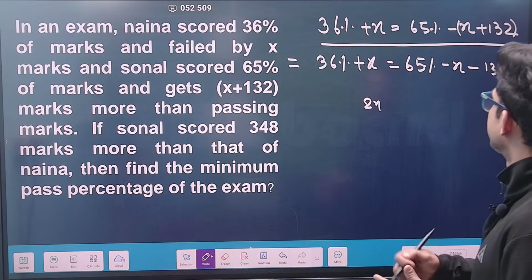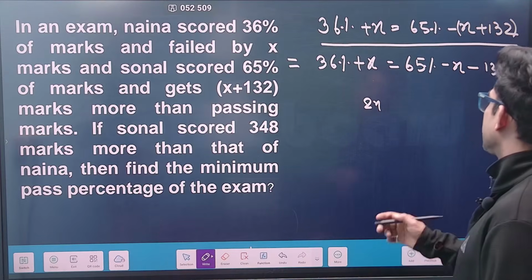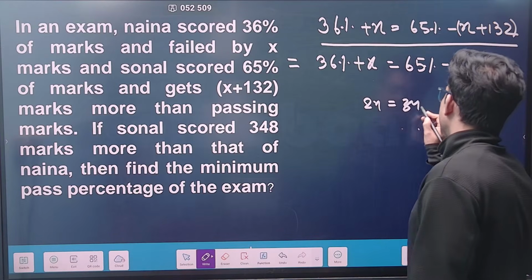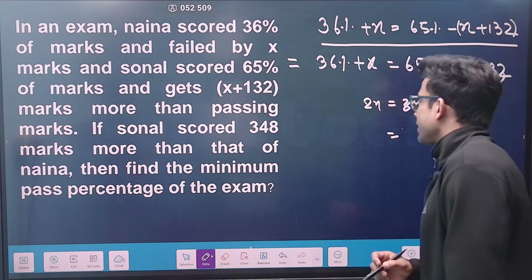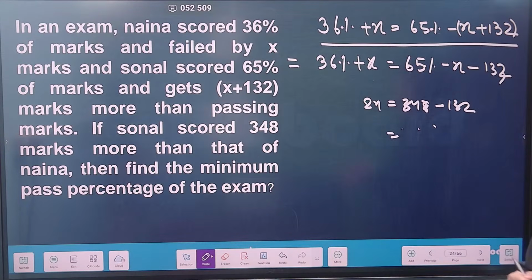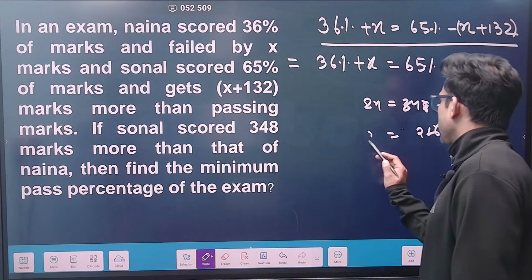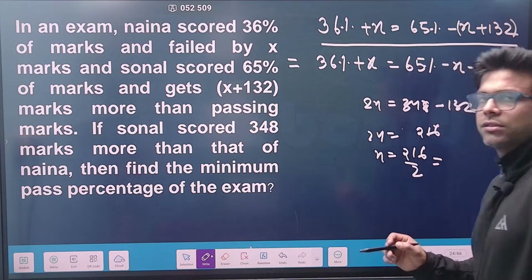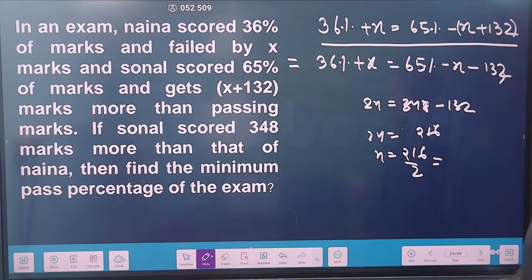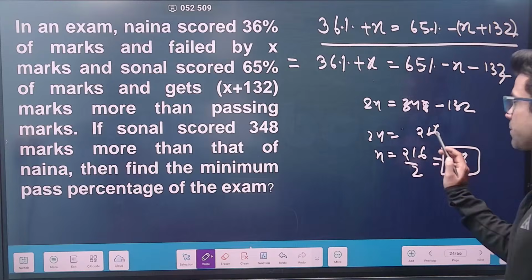Come on. 36% of x and 65%. That would be equal to 2x equals 348 minus 132. So 348 minus 132 is how much basically? 216 is 2x. X equals 216 by 2, which is how much? 108. This part is completed.